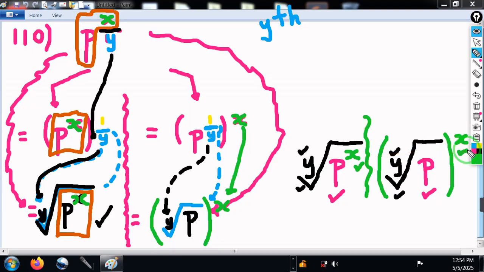Once again, P to the power of X over Y is equal to the white root of P to the power of X. Done. Is equal to the white root of P, everything in brackets to the power of X. Practically the same. Only thing we introduce the bracket here. Okay. 1, 1, 0. Let's go on to 1, 1, 1.